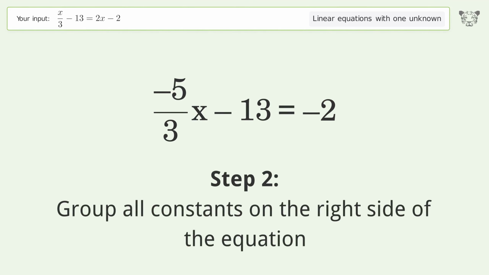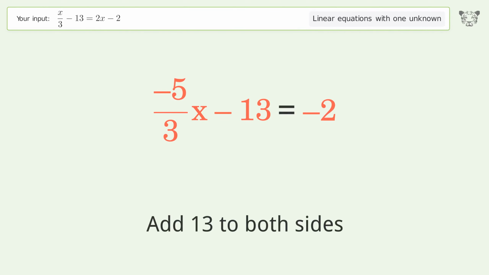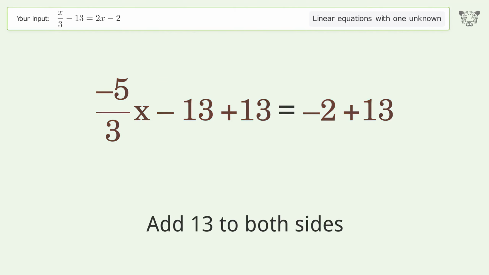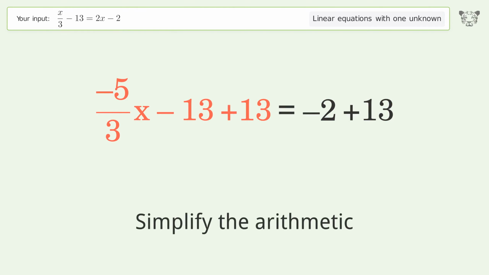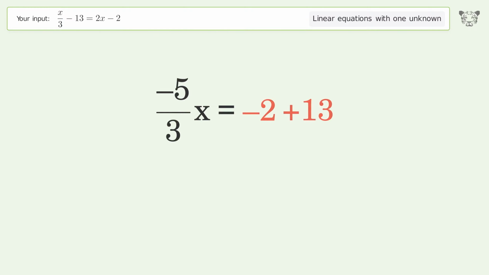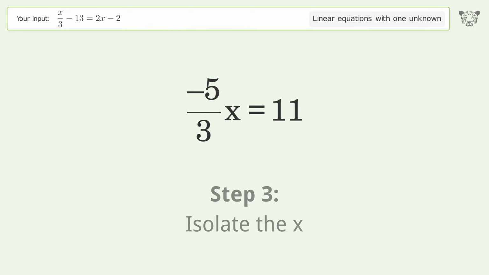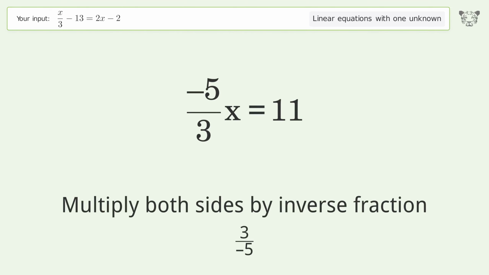Group all constants on the right side of the equation. Add 13 to both sides. Simplify the arithmetic. Isolate the x. Multiply both sides by inverse fraction 3/5.